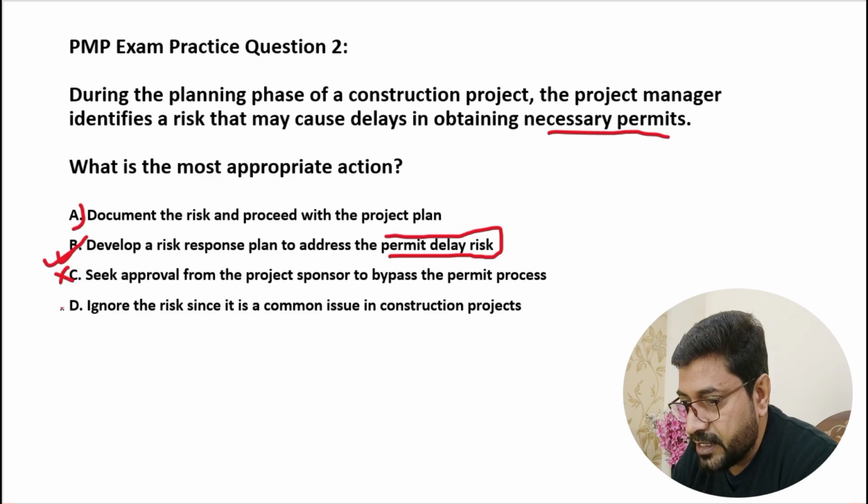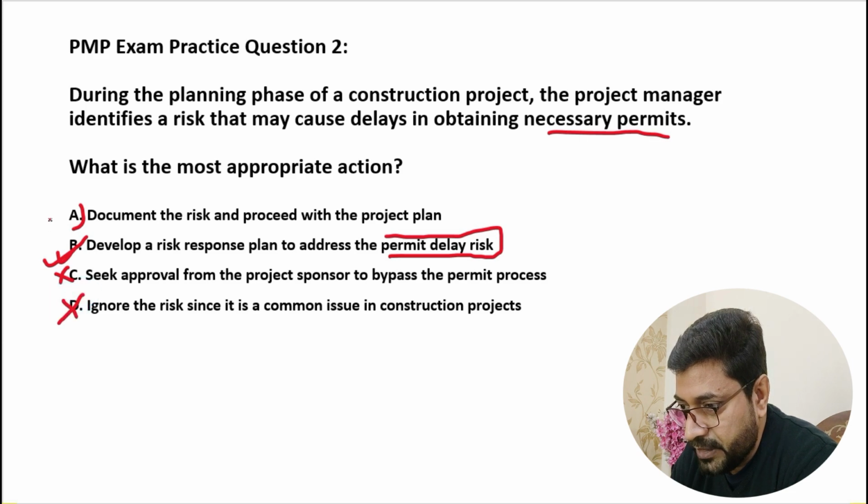So option D says ignore the risk since it is a common issue in the construction project. No, we cannot ignore it. This is common, definitely, related to the permits, but that is the important part, because without having the necessary permits, you will face problems. So this is again not the right option.